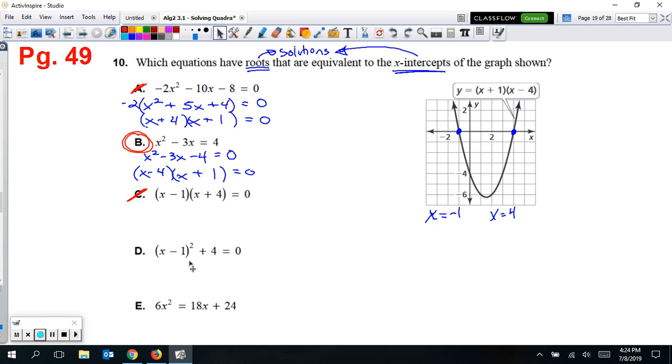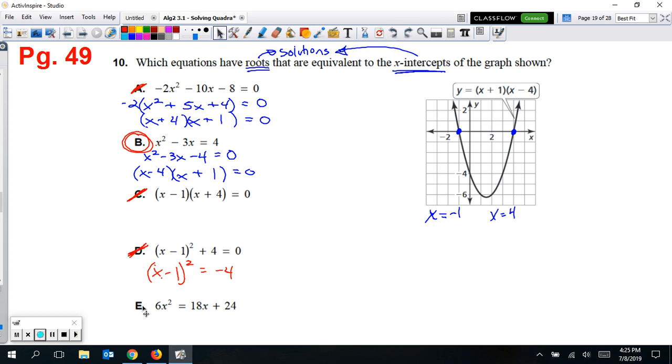Look at D. This one I would want to use square roots to solve. It's just got a squared term with a 4. I want to move the 4 to the other side. So that would say this squared term, x minus 1 squared, is equal to -4. Problem with that, though, is if I take the square root of both sides, I'm going to take the square root of a negative number, which has no solution. So this one couldn't have any solutions. So no, D is out as well.